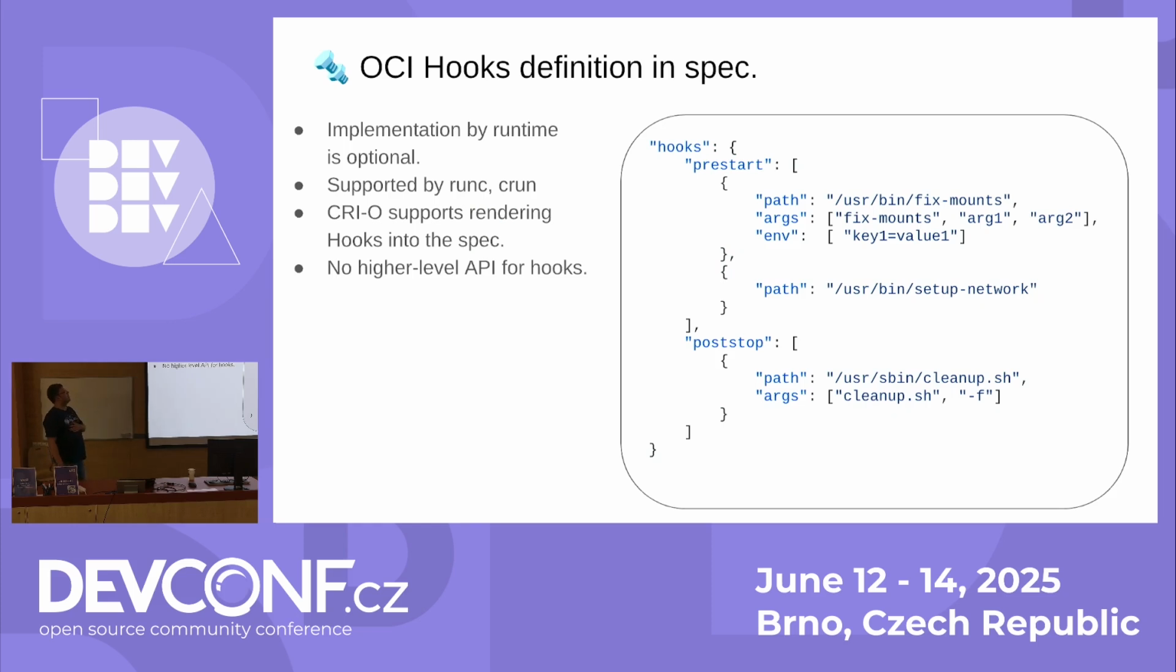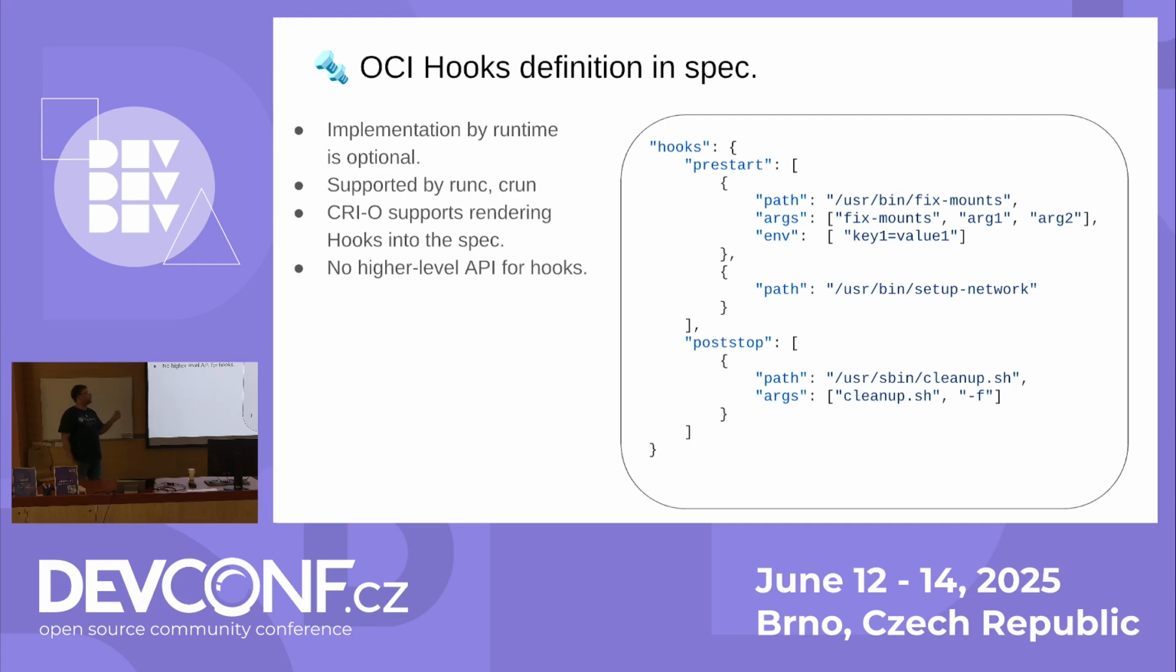So, a few more words about hooks. Hooks are defined in the OCI runtime specification, but they are basically optional. So the container runtime doesn't have to implement them. In order to use hooks, you need to put them in the OCI specification file, and this is the format. You can define as many hooks as you want per stage.